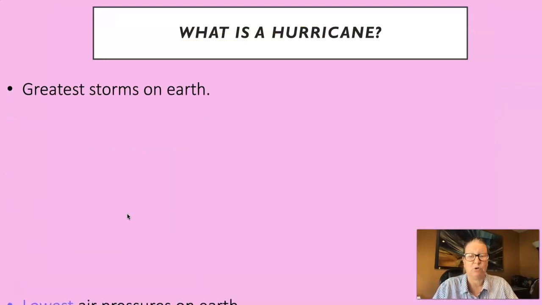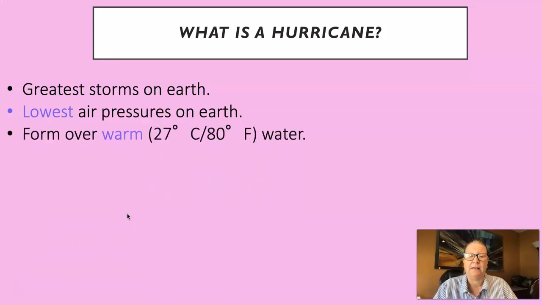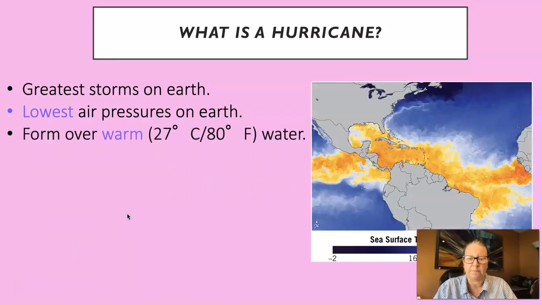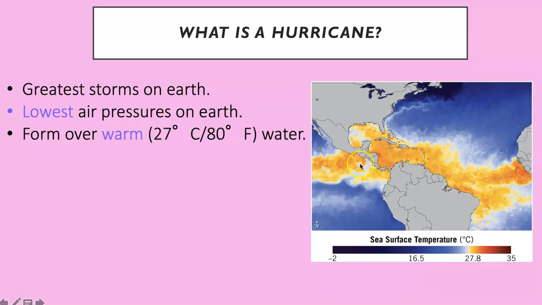Hurricanes are the greatest storms on Earth. They're the lowest air pressure on Earth, and they need to form over warm water. So here's a picture showing water temperatures in the Atlantic, and 27.8 degrees is showing the yellow color, and that's about 80 degrees Fahrenheit. You might not think that the ocean water ever gets that warm, but it does in the summer. And everything that's more of an orange or red color is warmer still. So these are all regions where hurricanes can form.